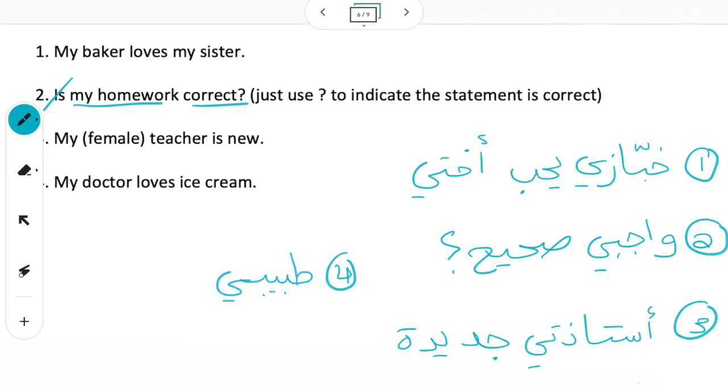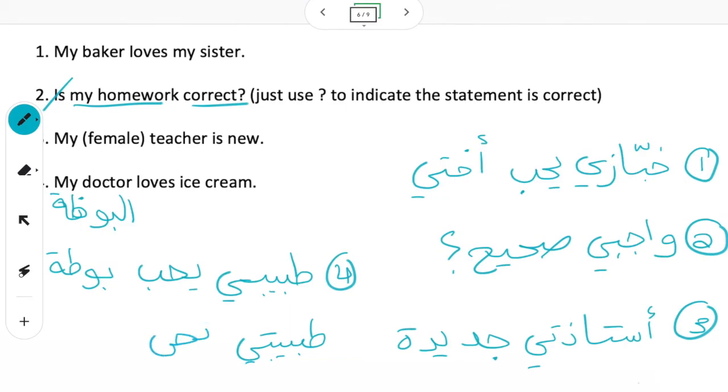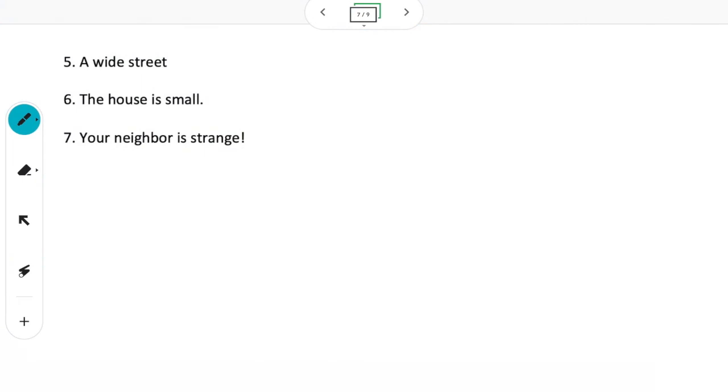My doctor loves ice cream. So we have tabib, add a ya, tabibi, yuhib. And then we have buda. You could also put al-buda, but we haven't covered grammatically why we would put al there. So if you didn't, that's okay. If you made this feminine, this would be tabibati, tuhib with the ta. Okay. What if I wanted to say your doctor? We would use the word tabib and add a kaf, tabibak.